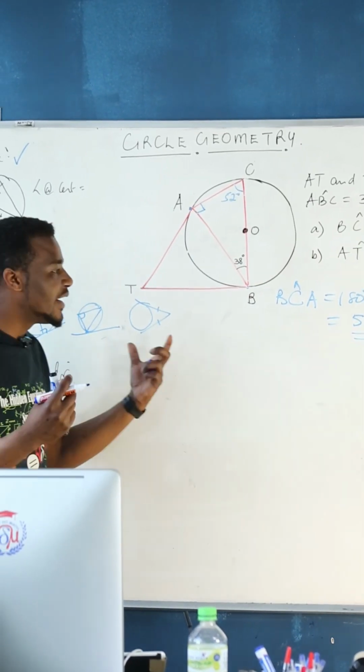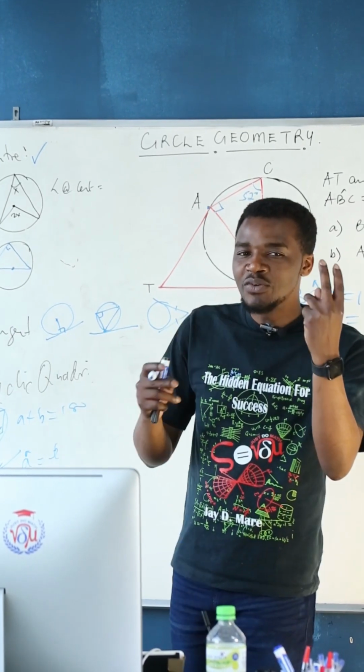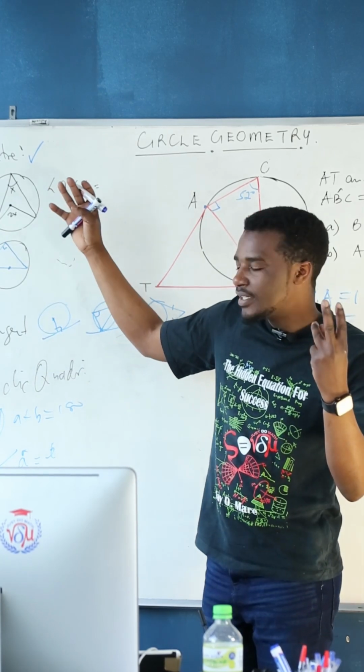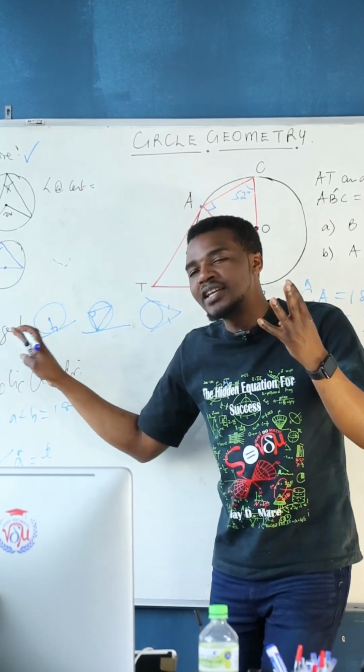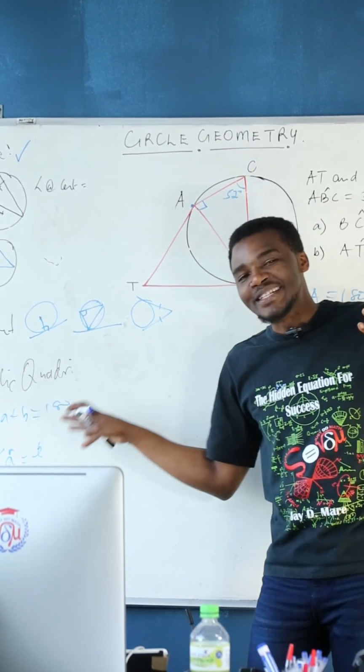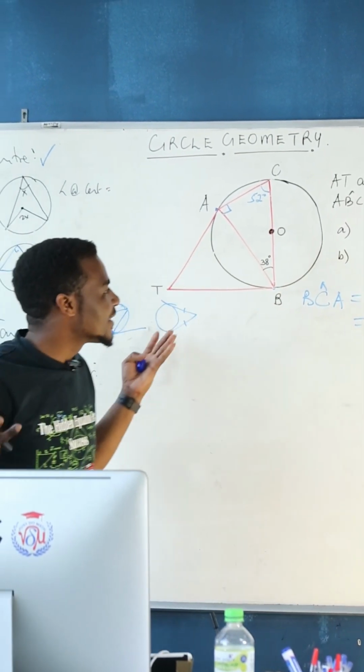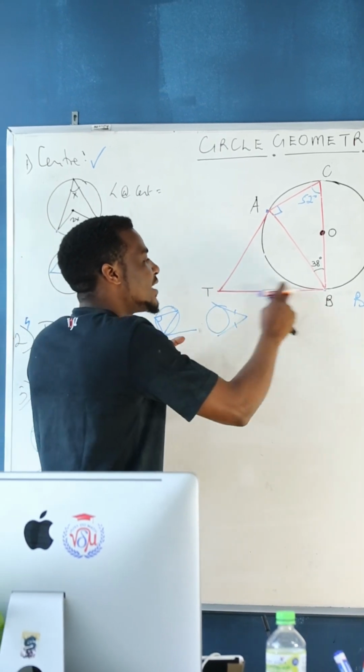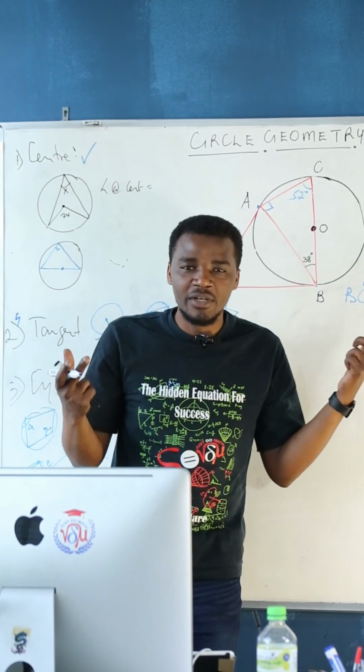But what else do you have? Remember, I said put your theorems into three main categories: theorems that affect the center, theorems that have something to do with the tangent, and theorems that have something to do with the cyclic quadrilateral. Another thing that you can see here, we have tangents. And what do we know about tangents?